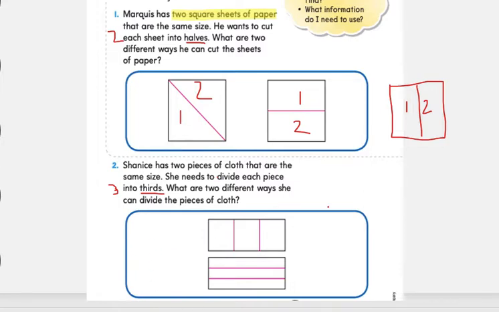So in my first rectangle, she's cut it up into 3 parts. So we have 1, 2, 3. She cut it up and down, as you could see here, up and down. And in my second shape over here, she's also cut it up into 3 equal parts, but she's just cut it from side to side. But there's still 3 parts and they're all equal.